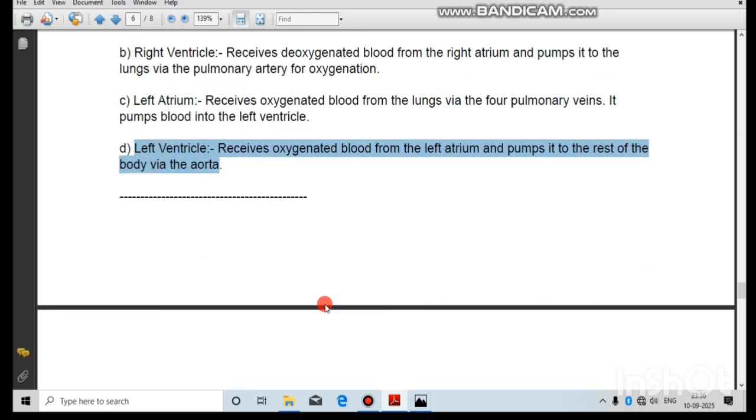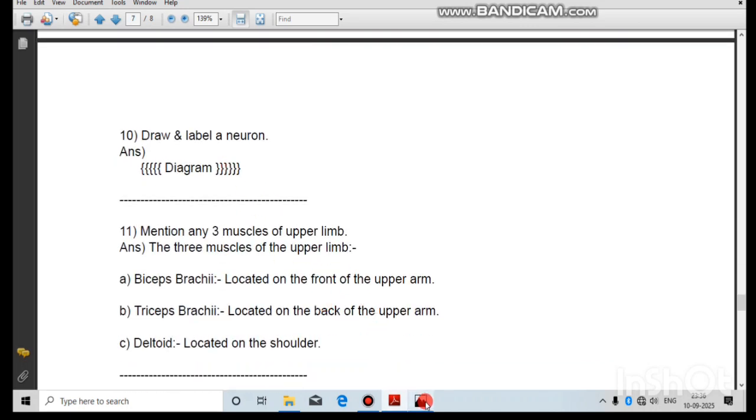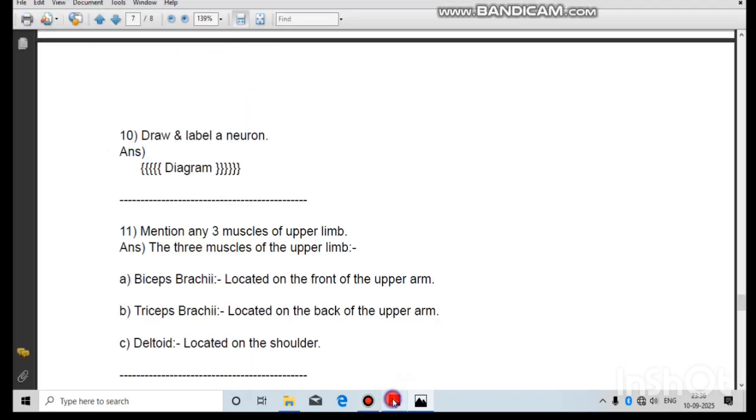Okay, the next question that we have got here is draw and label a neuron. Again a very easy question for you. Here we have got the diagram of the neuron. The namings should be the same as this; they should not be changed here. You have to give the naming of dendrites, nucleus, soma. Here the whole tail part is the axon. In the axon we have got Schwann cell, node of Ranvier, exactly in between here, in the middle space, and myelin sheath. Here we have got the axon terminal. So draw this diagram.